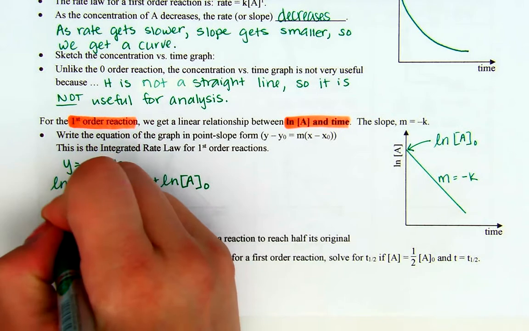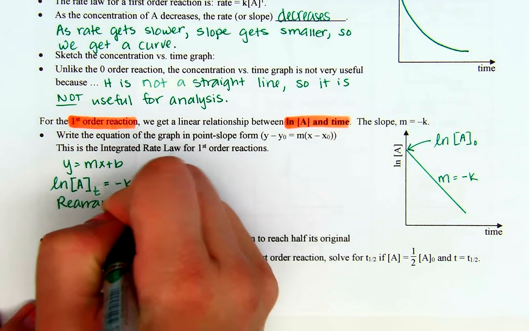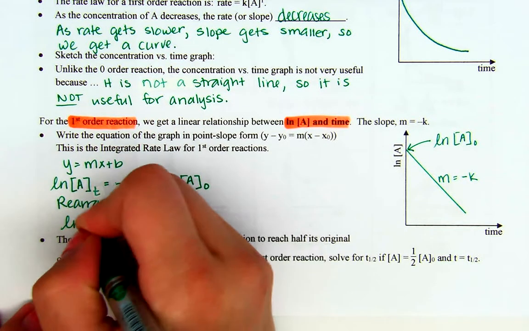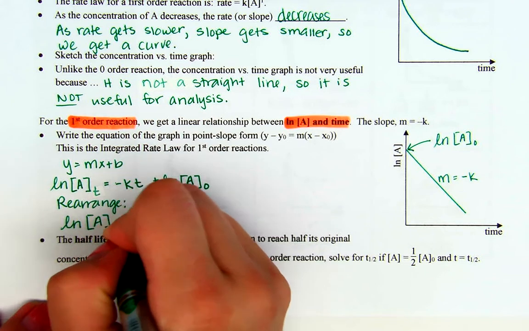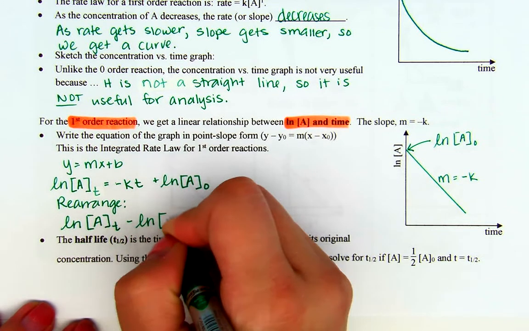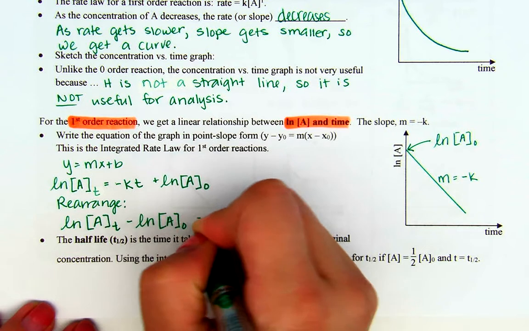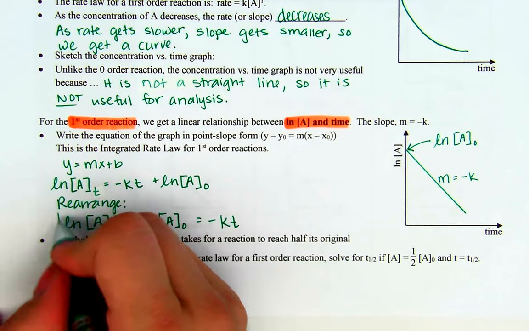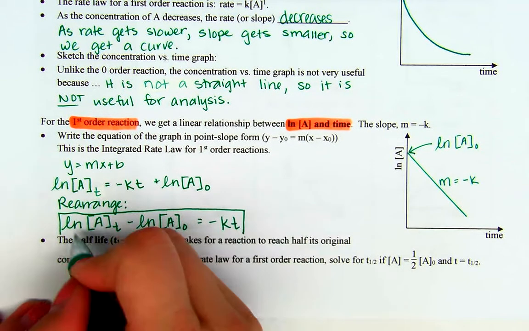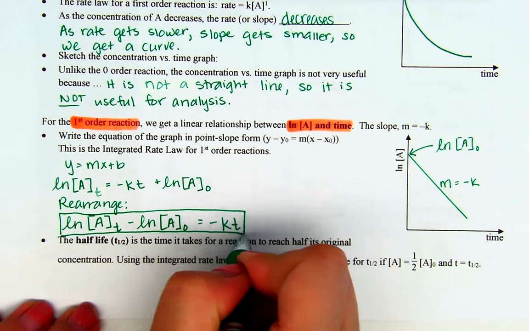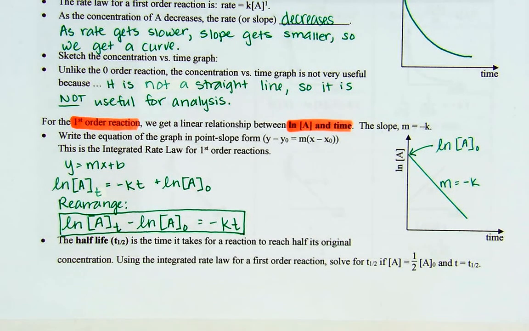Okay, so if we rearrange this into point-slope form, we get ln of A at time t minus natural log of A at time 0 equals negative kt. And this equation is given to you on the AP equations sheet. So you don't need to memorize this one, but you do need to know how to use it. So anytime you have a graph of natural log of the concentration of A versus time, and you see that that's a straight line, you know that reaction is going to be first order.